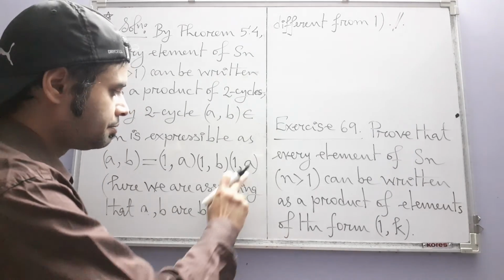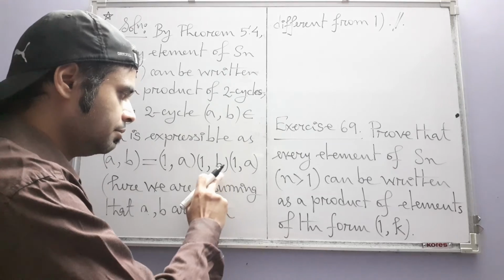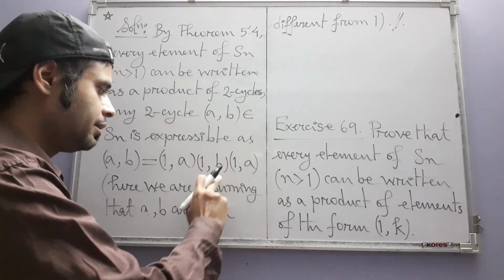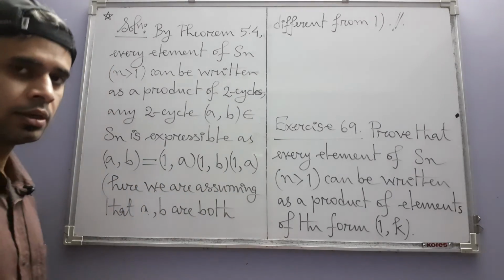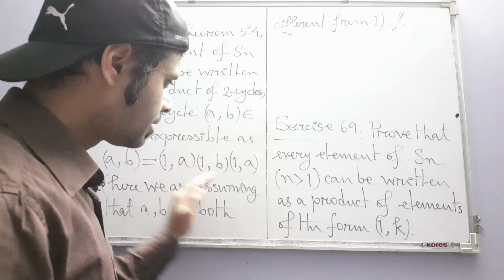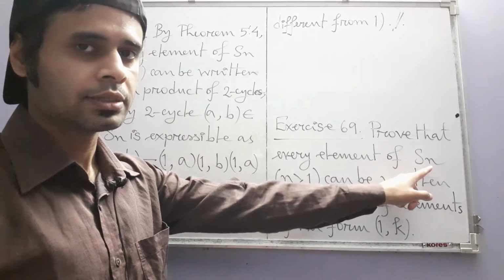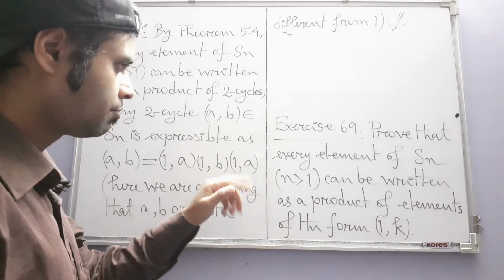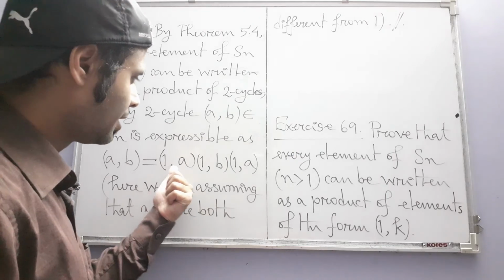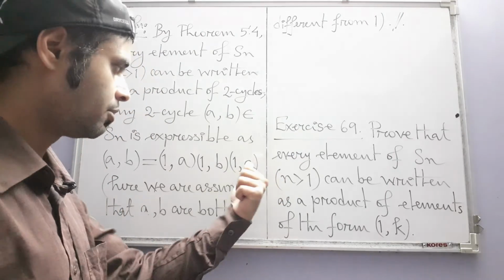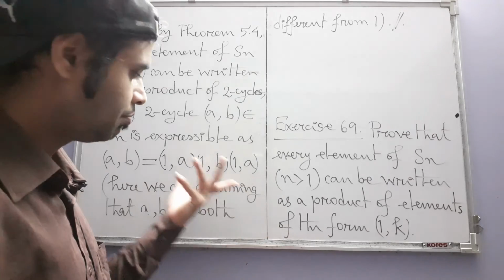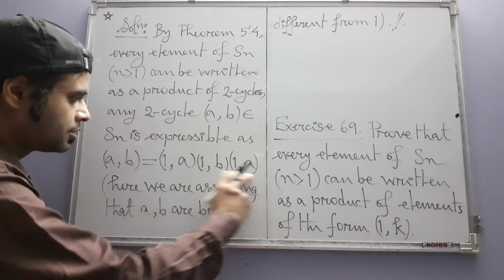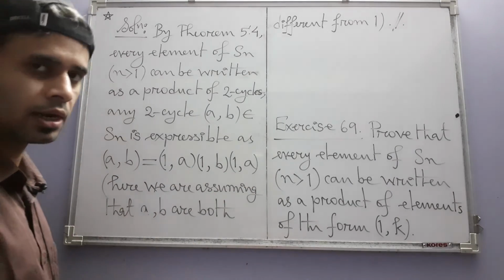Okay, then what about B? The first one does not change B. The second one takes B to 1, and the third one takes that one to A. So B gets mapped onto A. And if other symbols are also available in the underlying set whose permutations we are considering in Sn, then none of them will be changed by this product, because simply none of them appears here. So they are kept fixed by this product. So that is why this product is equal to the 2 cycle, and we are done.